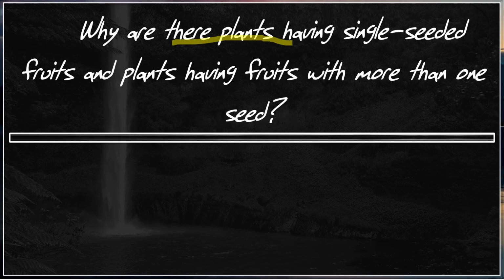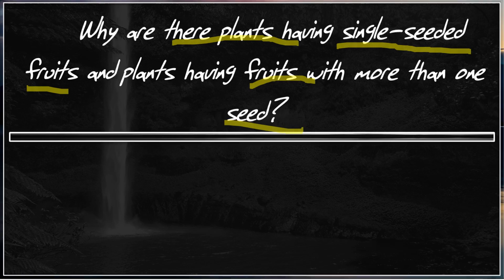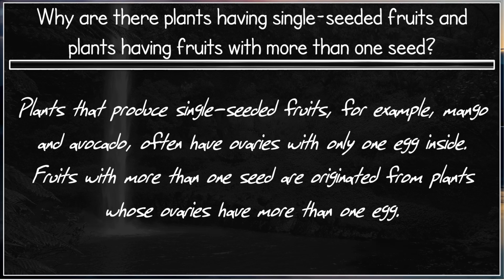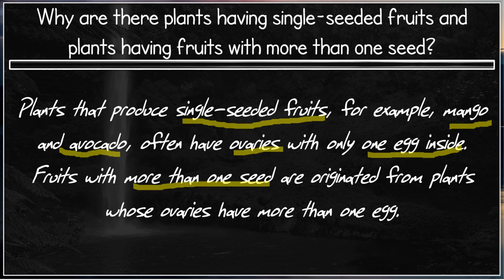Why are there plants having single-seeded fruits and plants having fruits with more than one seed? Plants that produce single-seeded fruits, for example mango and avocado, often have ovaries with only one ovule inside. Fruits with more than one seed originate from plants whose ovaries have more than one ovule.